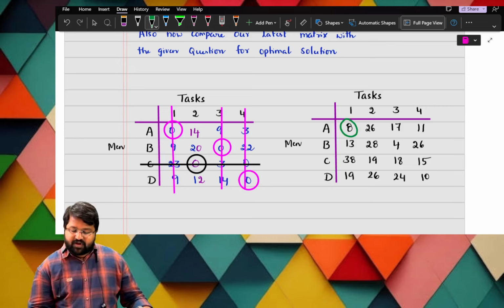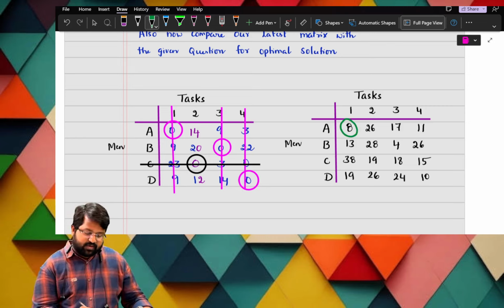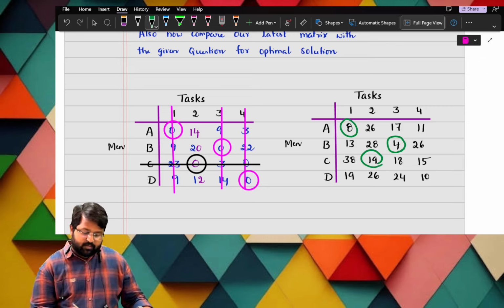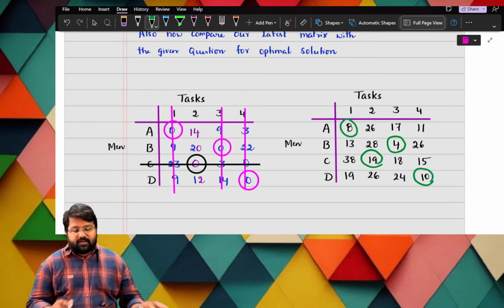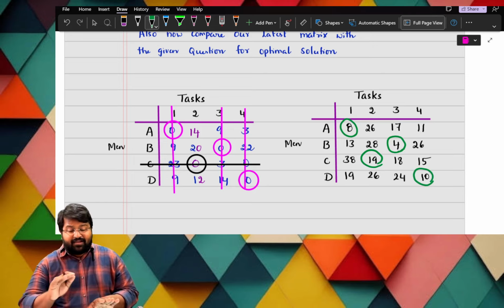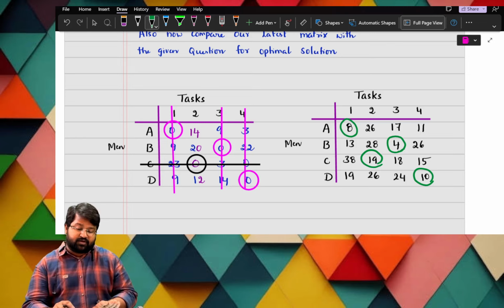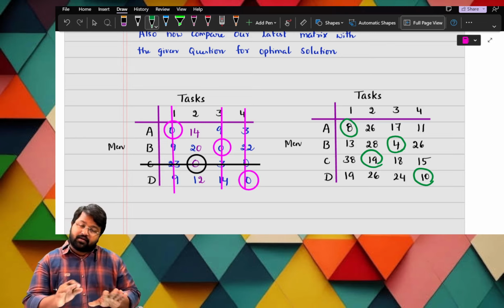Okay, sir. For B, I gave three, so I marked that. For C, I gave two, and I marked it. For D, I gave the last one, so automatically I marked it. I'm comparing the question and the end matrix, and now I am done with the task.